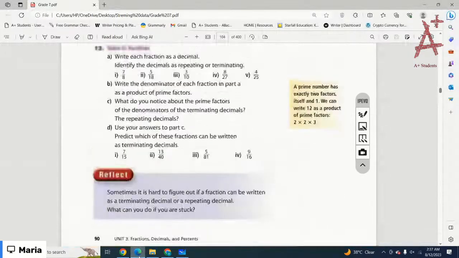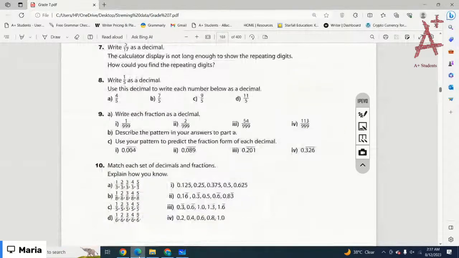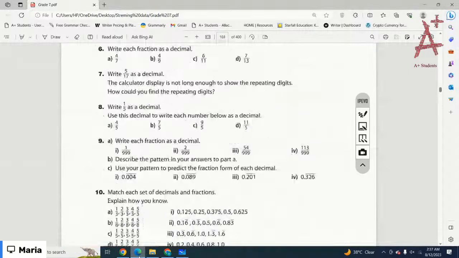I think we can do till question number 10. The rest we'll do in the next lesson, right? Because we have very short time. Write 5 by 17 as decimal. Let's start with question number 7. So you have to write 5 by 17 as decimal.